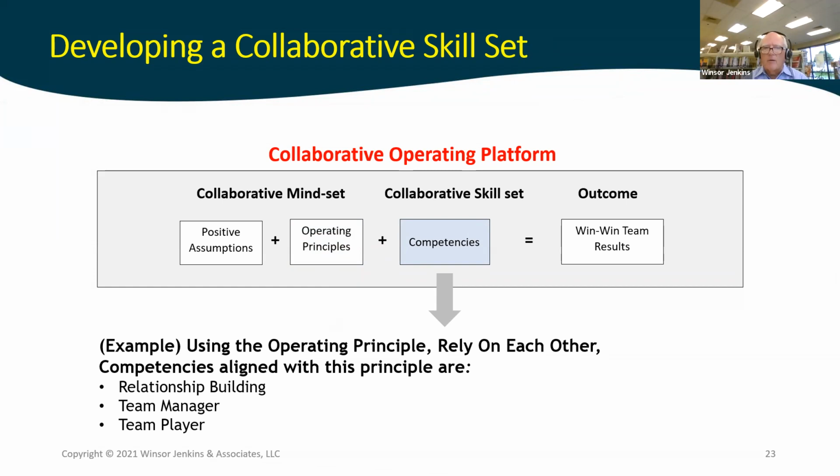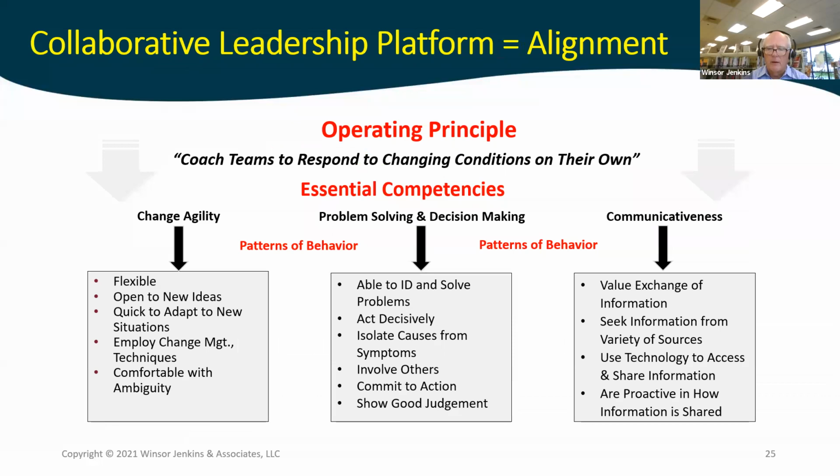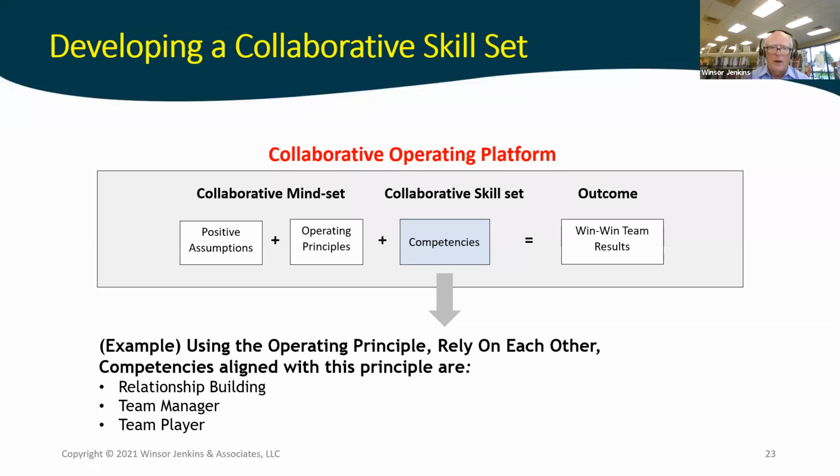The next piece of the platform are the competencies. And what you find is that with each principle are a series of essential competencies. So with this case here, principle rely on each other. The competencies that are essential are relationship building, team manager, and team player. So again, there's, I think, 21, 22 competencies that are applied across these 11 principles. And I basically have partnered with a company in San Diego. I use their competency model. It's called the Polaris competency model, and it's been around for like 40 years. And it's a nifty way to find ways to develop people using an established model.